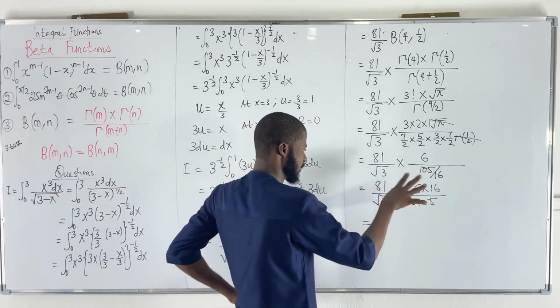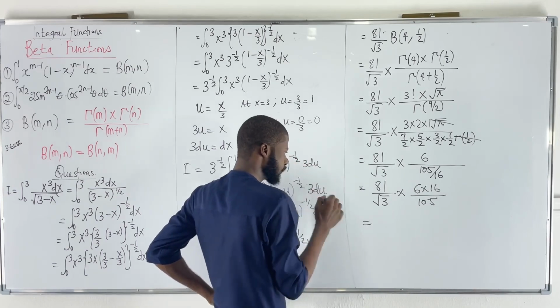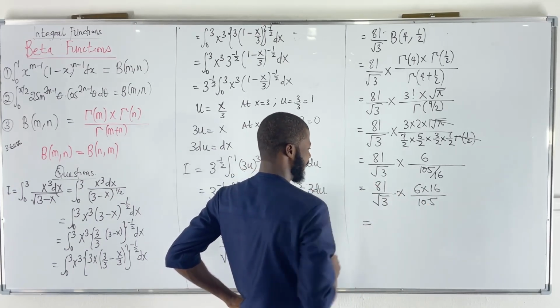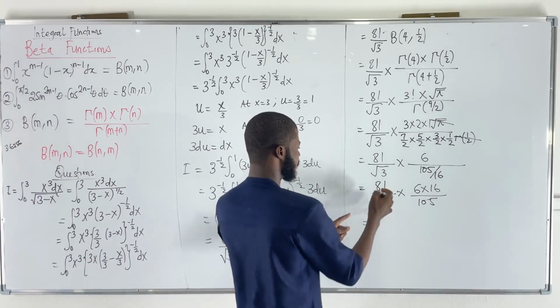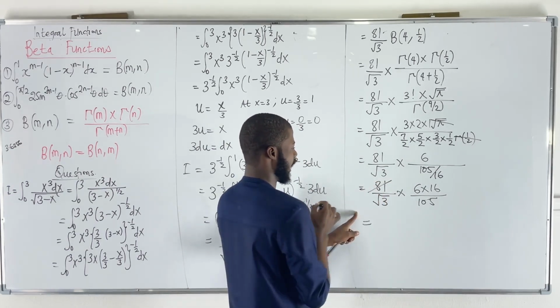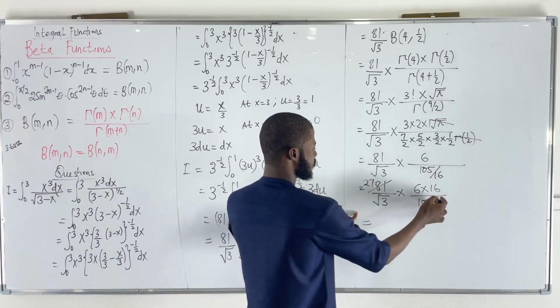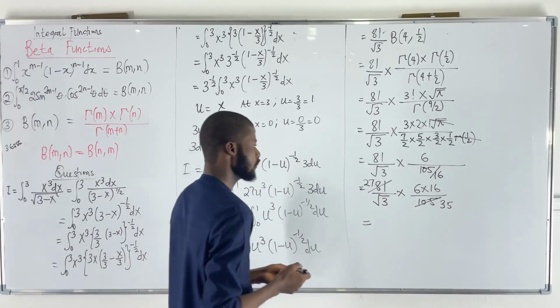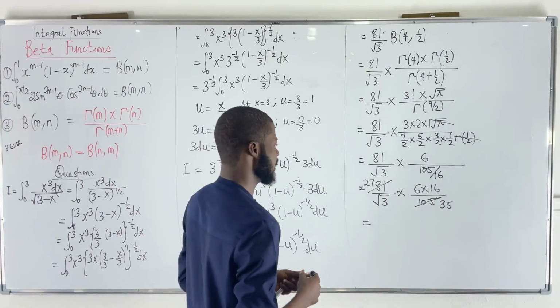This cannot cancel this. Nothing here will cancel out. So, 3 from 81 can actually cancel out here. So what we're going to be having is 3 here will give me 27. 3 here will give me 35. And that's what I'm going to have. It's going to give me 35.